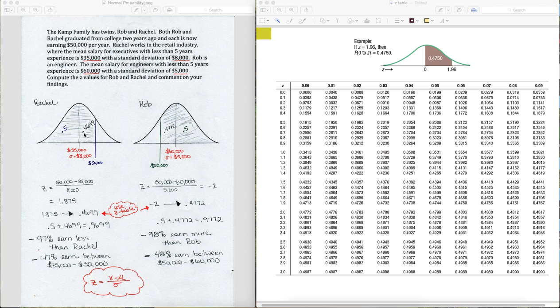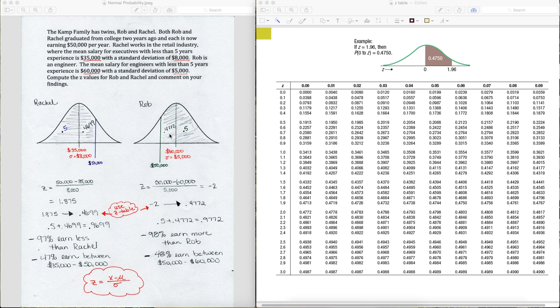Okay, let's look at Rob. Rob earns $50,000 in his industry. The mean is 60. Where does he end up? Let's calculate his z-score. $50,000 minus $60,000 divided by 5 is -2. So let's look up that 2 on the z-table. Don't worry about negatives or positives. We're just going to find the 2. 2.0. So we just go right across here. 0.4722. Come up here, put it on my graph.